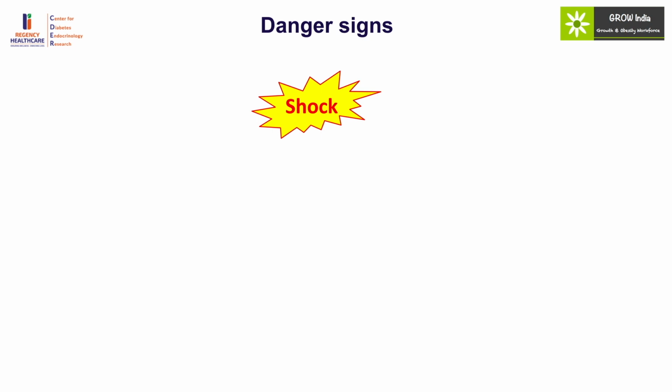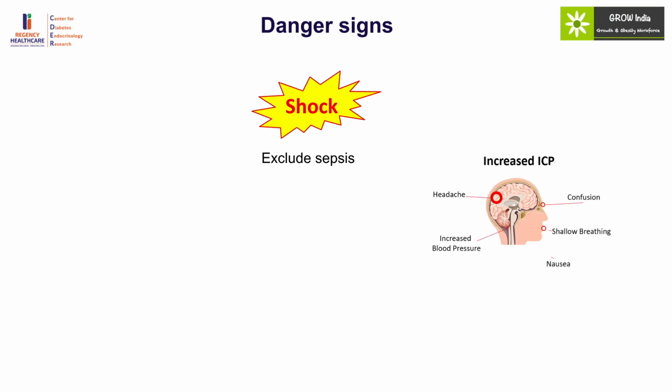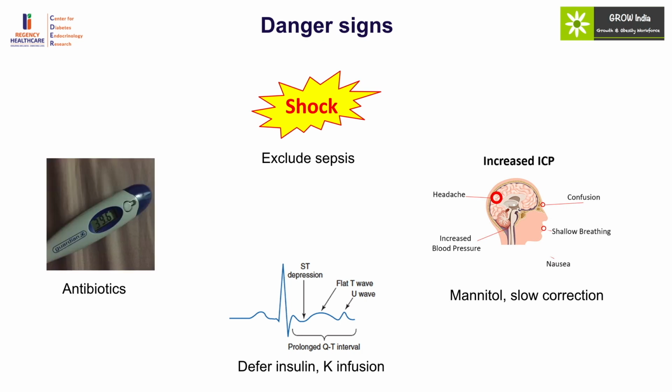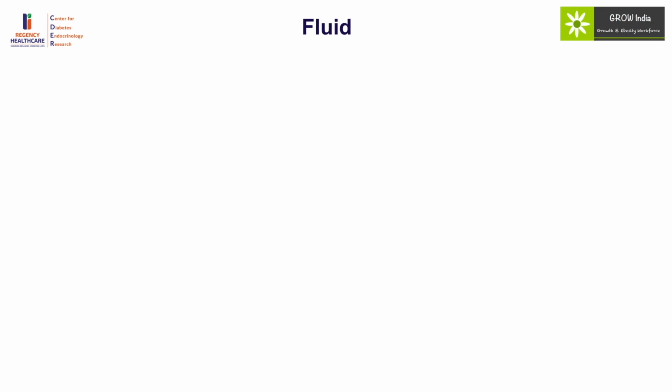So if a child with DKA presents to us with shock, a possibility of septicemia or a cerebral edema should be considered. Features of raised ICP like headache, bradycardia, hypertension, papilledema should mandate the use of mannitol and gradual correction. Hypokalemia, if present at diagnosis, is an extremely ominous sign and one should defer insulin and potassium infusion. Fever is unlikely in DKA, so if there is persistent fever, a possibility of infection should be considered.